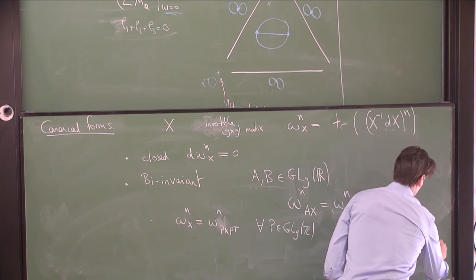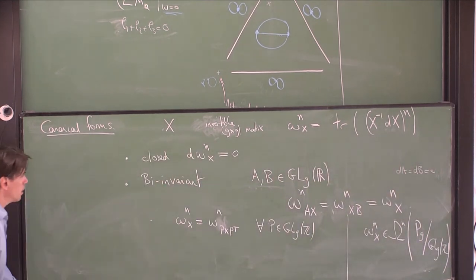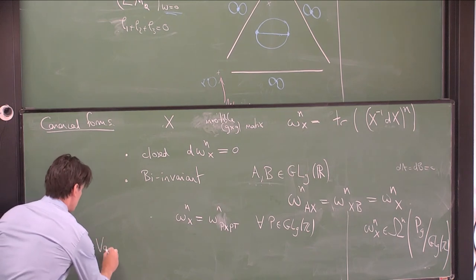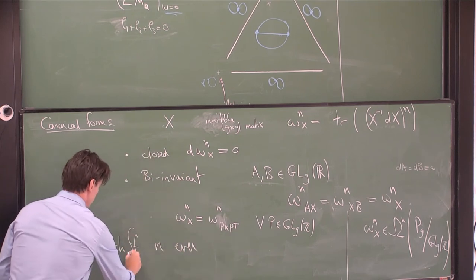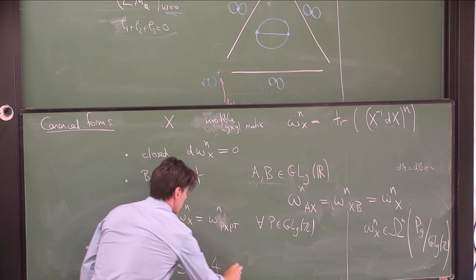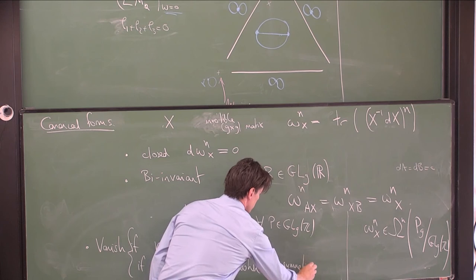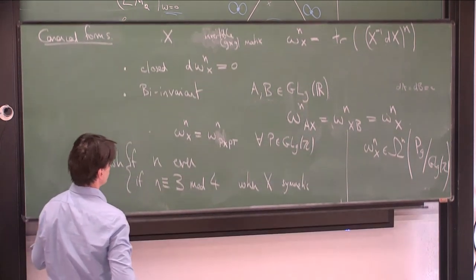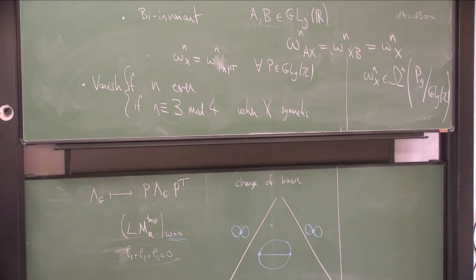So omega_n(X) is an n-form on the symmetric space modulo GL_n(Z). And they vanish on Gaussian matrices, they always vanish if n is even, and they vanish if n is congruent to 3 mod 4 when X is symmetric. Differential forms like these are quite subtle, very hard to achieve actually. But the definition is completely easy.